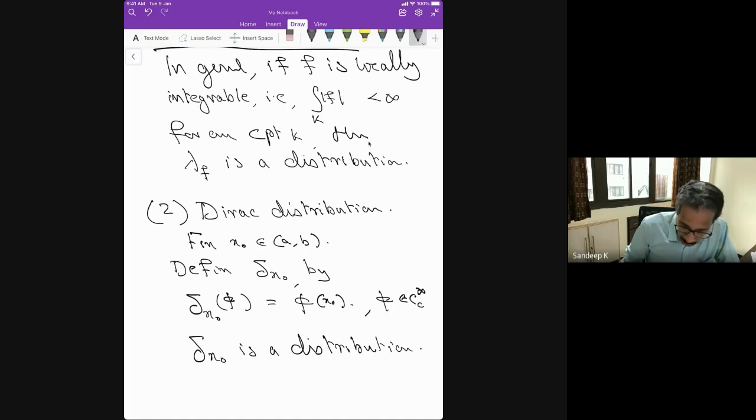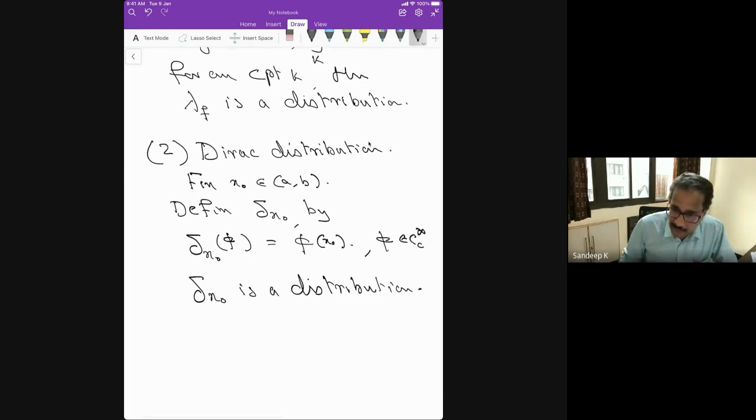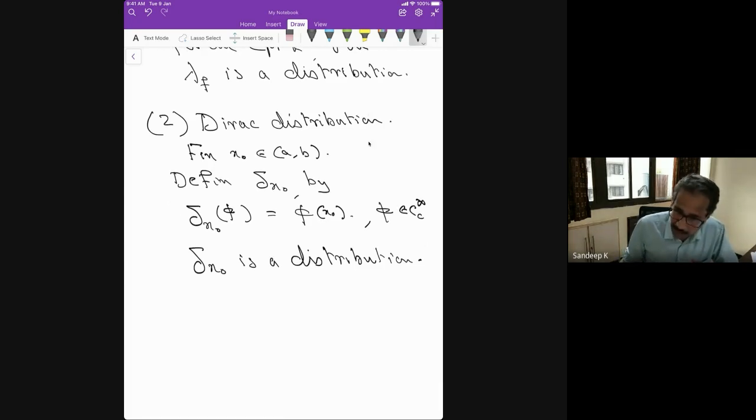By abuse of terminology, sometimes in the physics textbooks you will see what they call a delta function. In fact, for mathematicians, it doesn't make sense. So this is the way to interpret it. It's called the Dirac distribution based at the point x naught, delta x naught. In the theory of partial differential equations and so on, this plays a very important role. So that is another example.